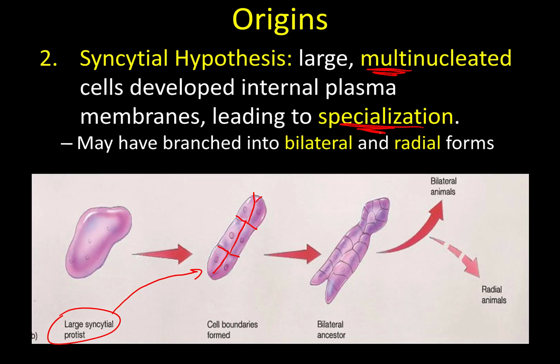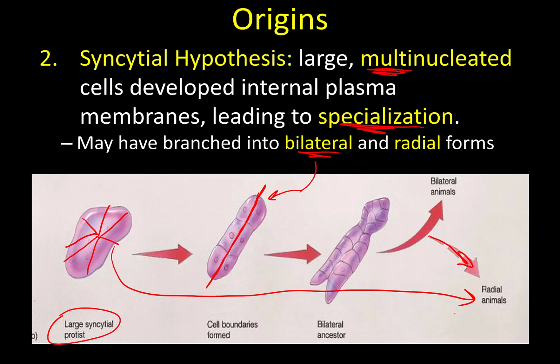Now, the syncytial hypothesis could account for symmetry, especially bilateral symmetry, because many of the syncytial protists that could have evolved these internal membranes already had basic bilateral symmetry. So a lot of these ancestral protists may have already been bilaterally symmetric. Likewise, they might have then given rise to radially symmetric animals, or it could be that you had a radially symmetric syncytial protist, which then gave rise to radially symmetric descendants.